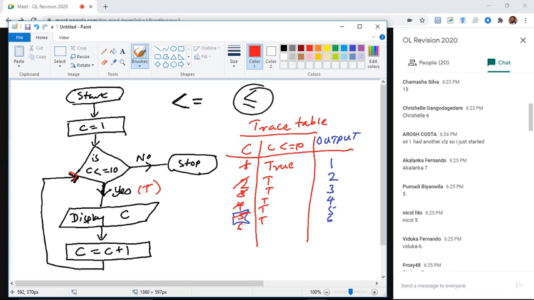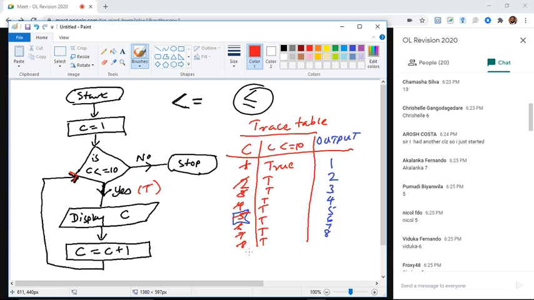Again increasing by 1, it will be 7. True. And it will display 7. Right. Now going up again, increasing by 1, 8. Going up, checking the condition, satisfied, true. So it will display the content 8.